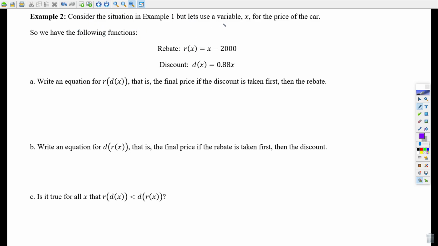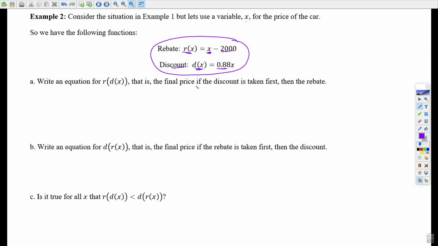Consider the situation example 1, but let's use the variable x for the price of the car. We're not using $33,000. So we have the following function. So see if this makes sense. The rebate, R of x, what we're calling it, is taking the amount the car costs, the $33,000 that we had, and just subtracting it by $2,000. The discount, if you're applying to the cost of the car, we'll call it D of x, is taking the percentage that you're going to pay for the car, 88%, because remember it was 12% off, times the amount the car costs, 0.88 times 33,000. So these are the two functions that we're using.